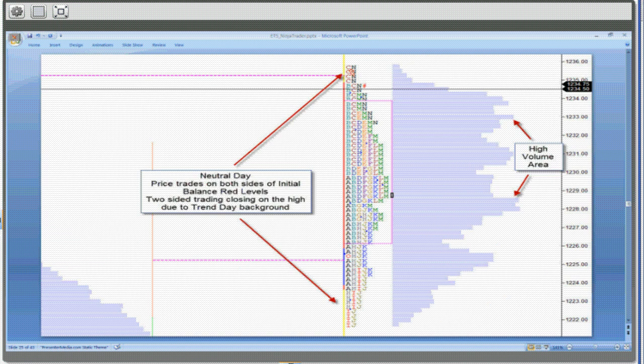Neutral day, back to a neutral day. You can just see how here's your highs, here's your lows, and the market spends all its time in the middle. I love neutral days. I love selling the highs, bringing it right down. I love buying the lows, taking it up. We got some techniques for that.